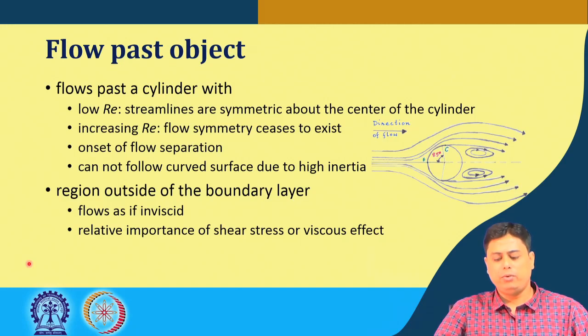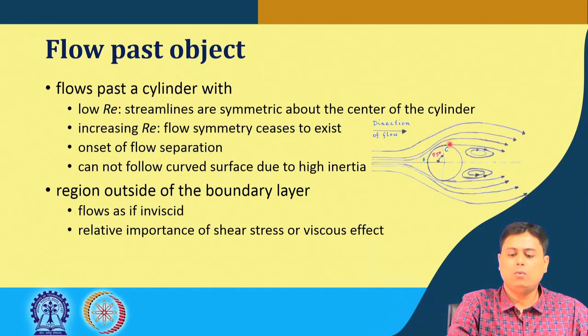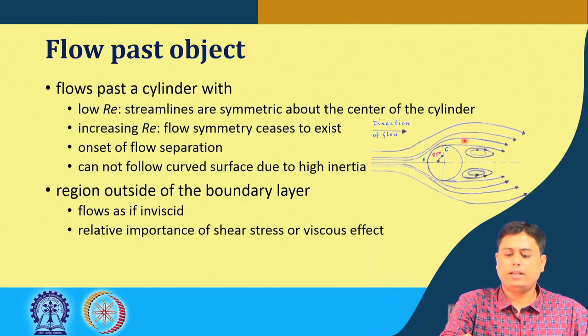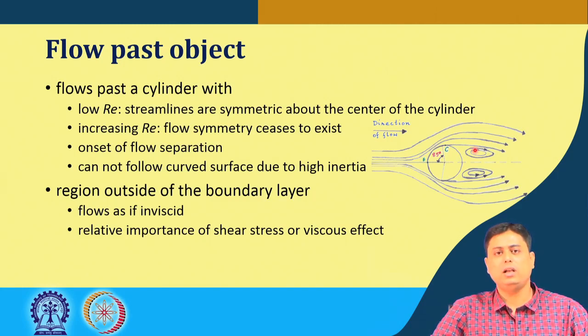If you remember this figure here, this C was the point of flow separation, because the flow cannot follow the streamlines, rather cannot follow the curved surface, due to high inertia, as the Reynolds number is very high, or higher and higher.